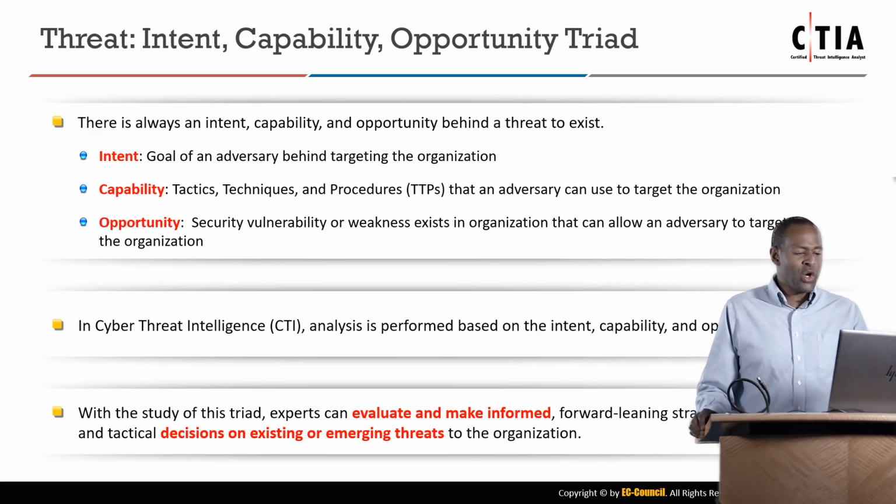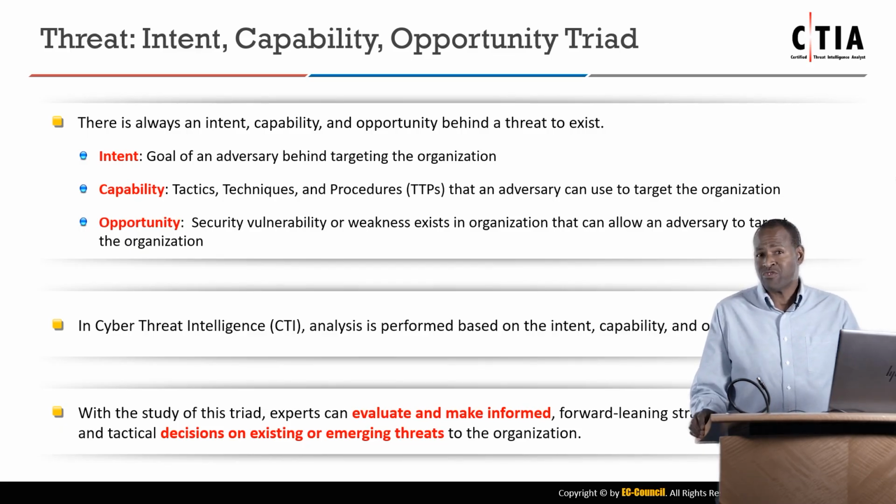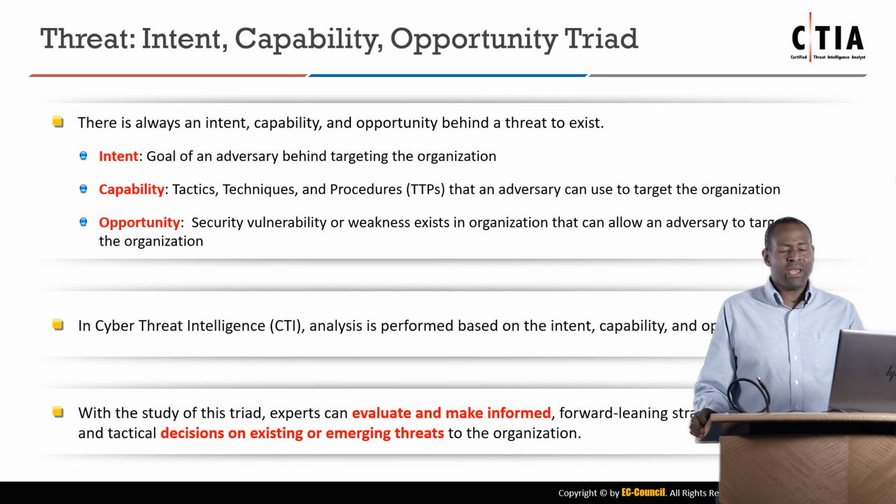So the intent is the goal of the adversary behind targeting that organization. What is their goal? Do they want to extract information? Do they want to disrupt the organization? Capability. And we get back to TTPs, which you'll see me mention over and over again in this course. TTPs being tactics, techniques, and procedures encompassing a wide range of activities and tools. So these are the capabilities, the TTPs, that an adversary can use on the target organization. So they have an intent, now they have a capability.